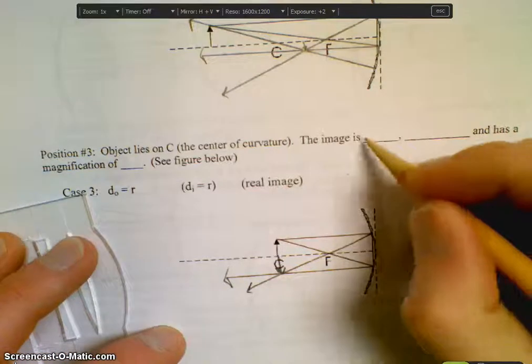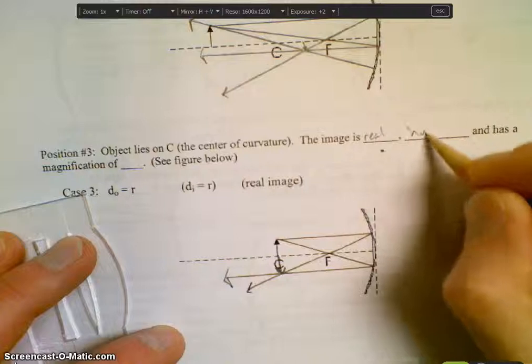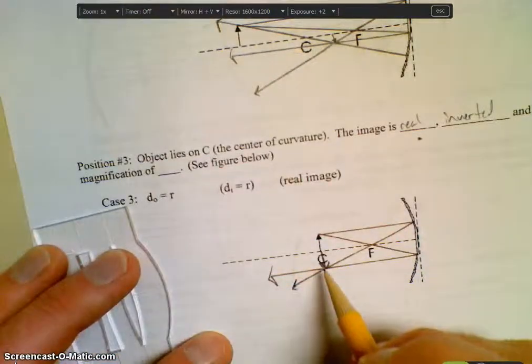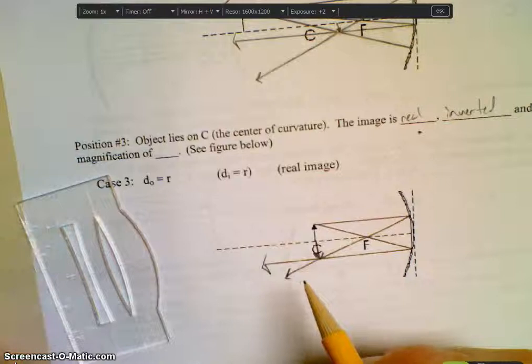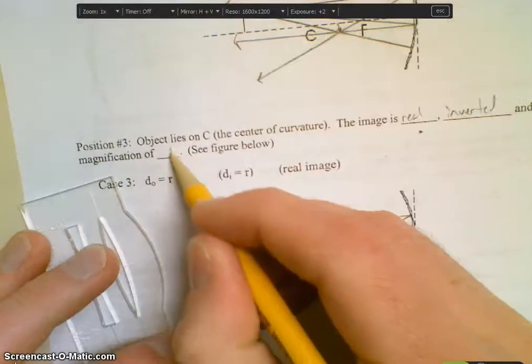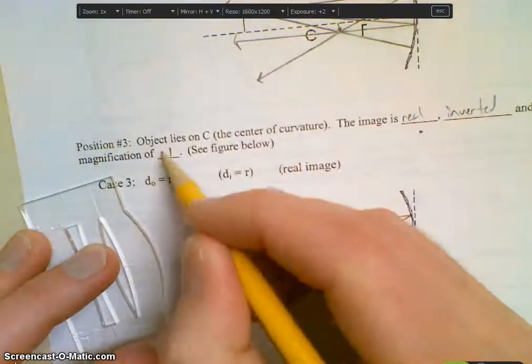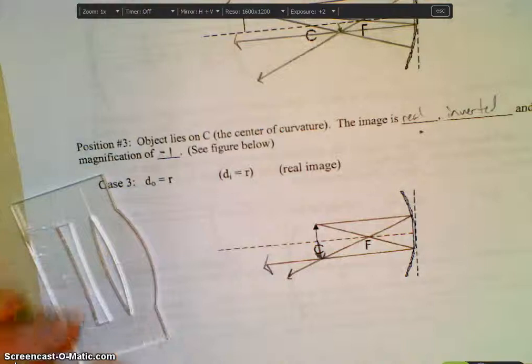So the image here is again real. It's inverted. And now it's the same size. So what would the magnification be if it's the same size? It would be 1, but it's also inverted. So therefore it is -1. There's our third one. Let's go to our fourth.